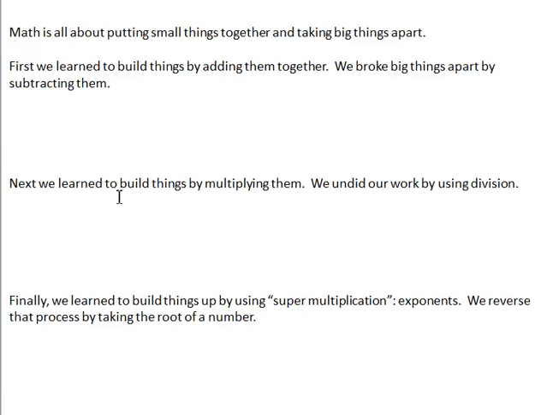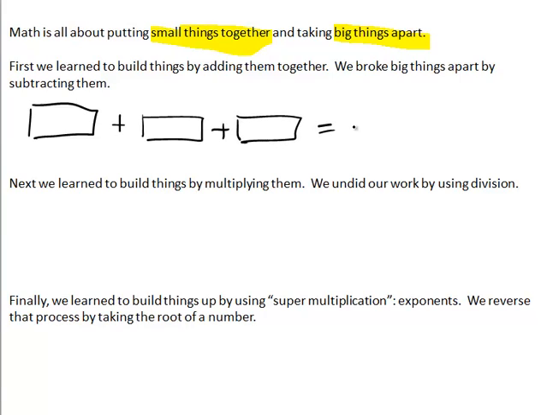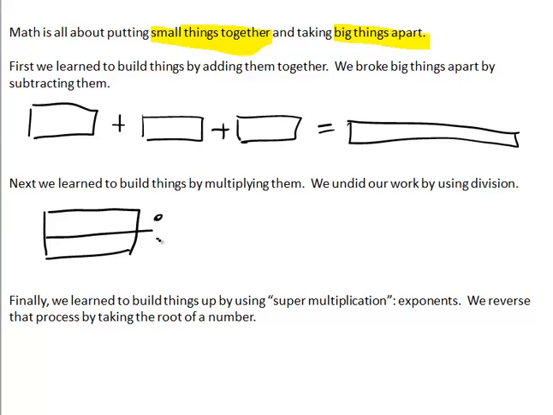So I want you to just sort of think about this, that in the past, we've learned that math is all about putting small things together and taking big things apart. And a long time ago, you learned that you could add things together to make something bigger, and we broke them apart by subtracting. The next thing we learned when we were a little older was how to multiply stuff. And you would say, I have something that's 2 by 3, which gave me 6. And you can undo multiplication by using division. And finally, we learned to build things up by using super multiplication, which is exponents.